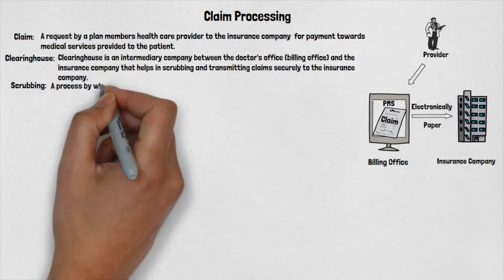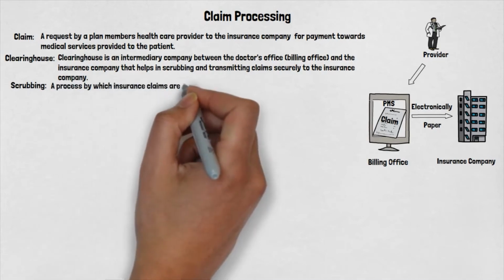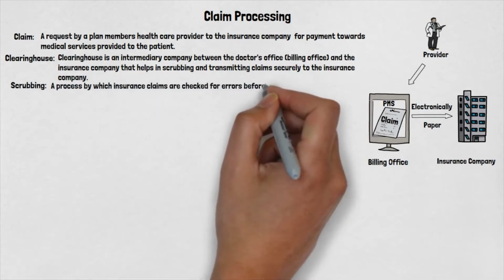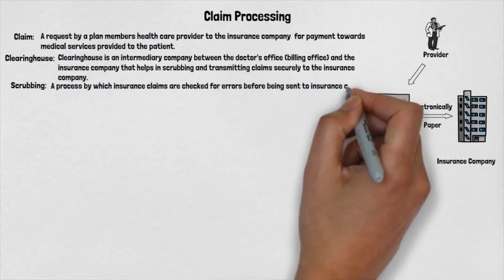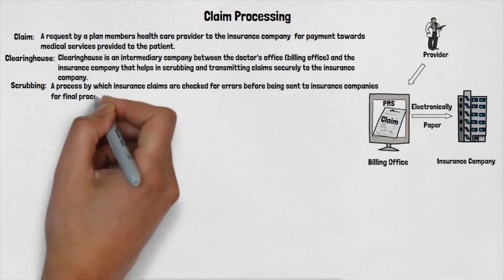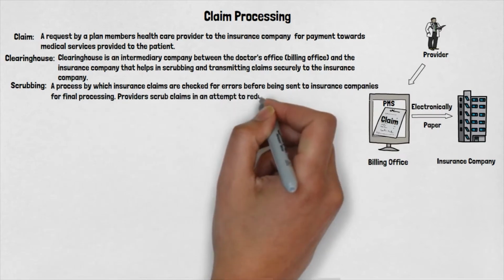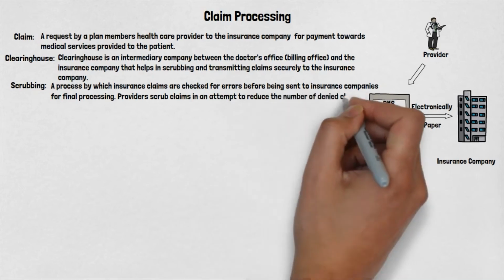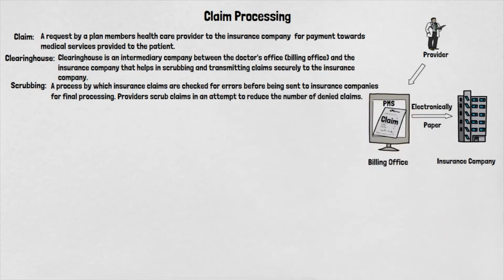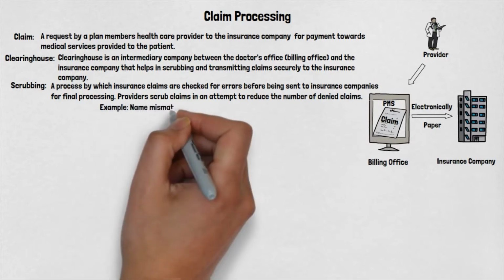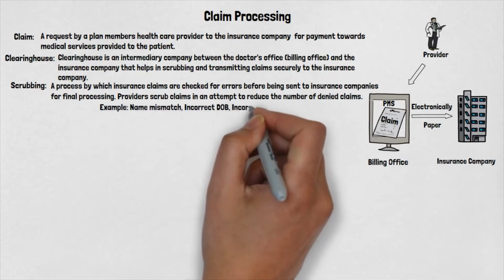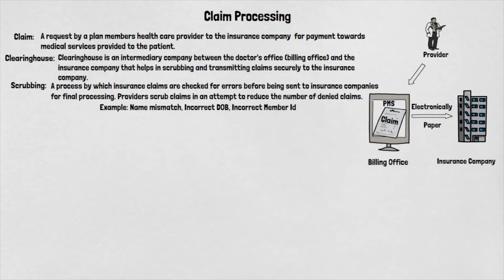Now, what is scrubbing? A process by which insurance claims are checked for errors before being sent to the insurance companies for final processing. Providers scrub claims in an attempt to reduce the number of denied claims, which will then reduce the delay in the providers getting paid by the insurance companies. Examples are name mismatch, incorrect date of birth, incorrect member ID, etc.